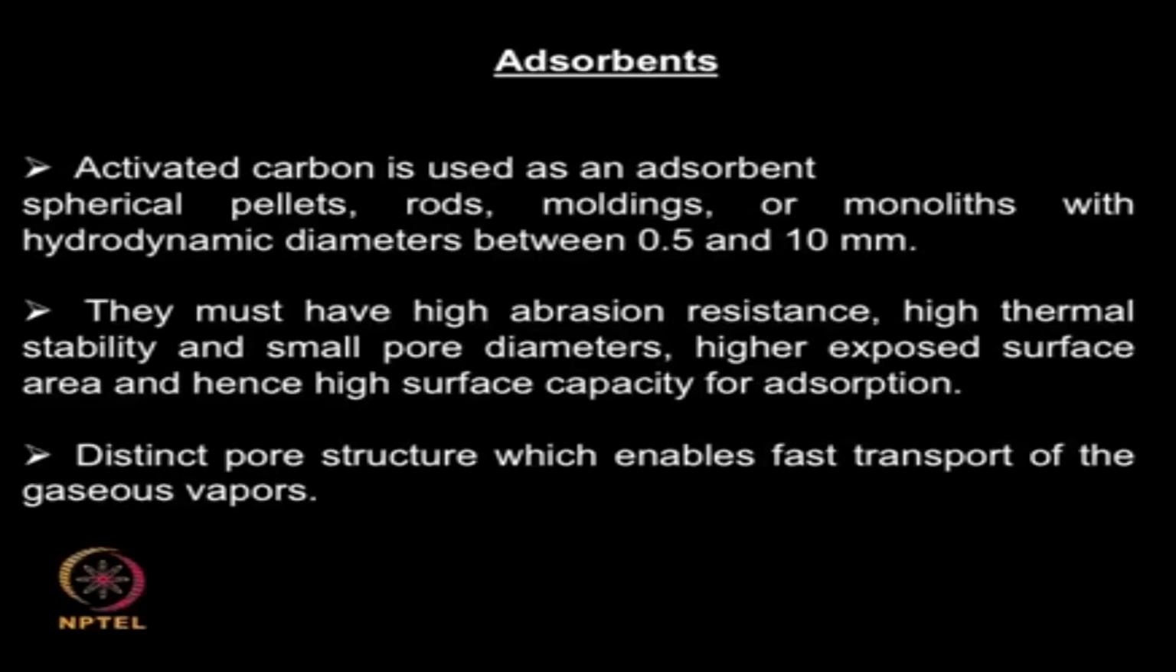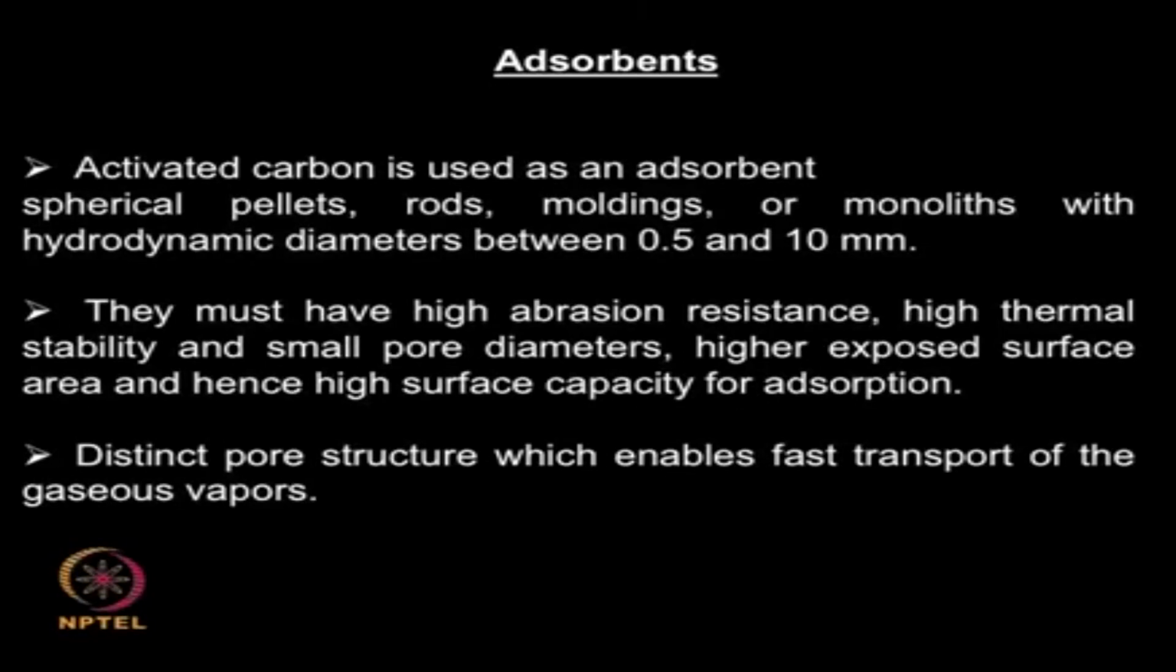For example, the activated carbon, they are found as spheres, pellets, rods, moldings, monoliths and so on. So you have different shapes and sizes, and you can produce these materials in all those shapes and sizes. If you take activated carbon, generally the size varies from 0.5 millimeter going right up to 10 millimeter.